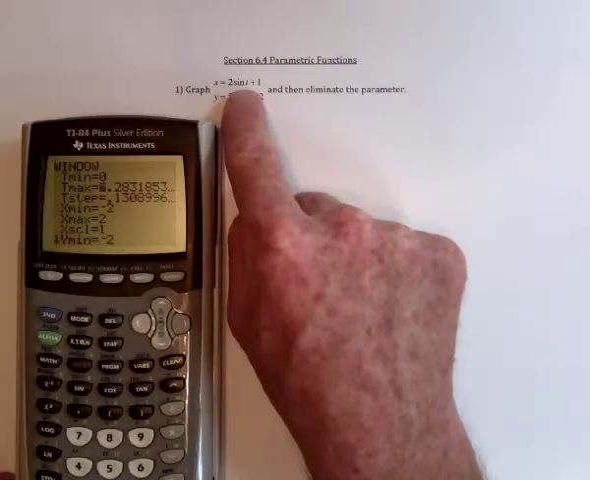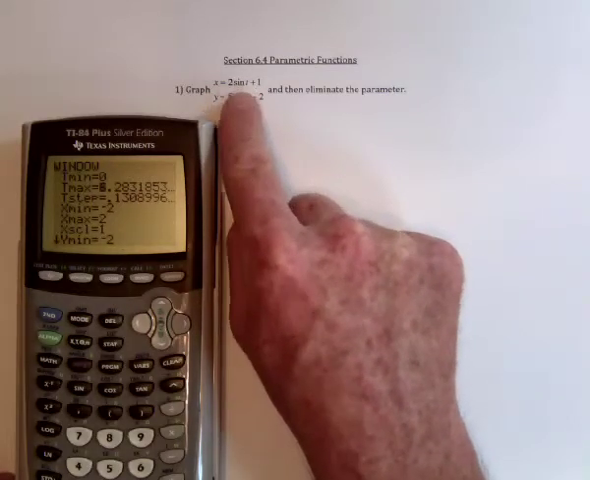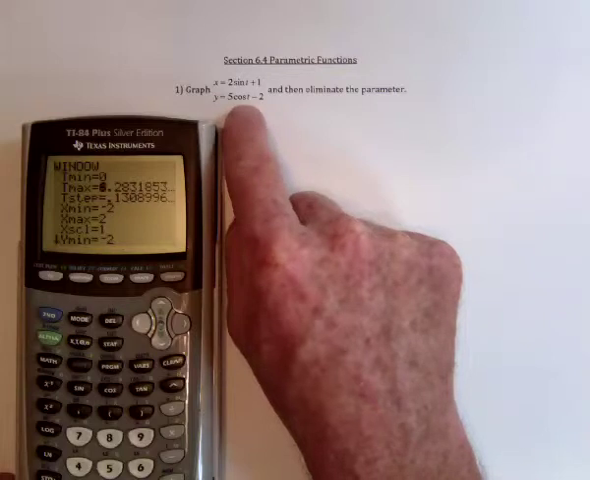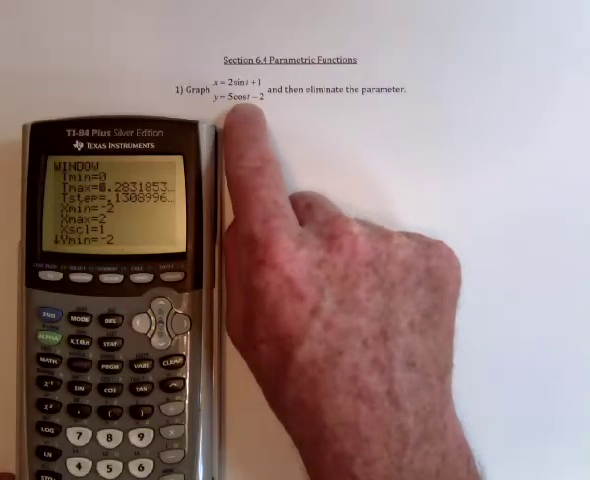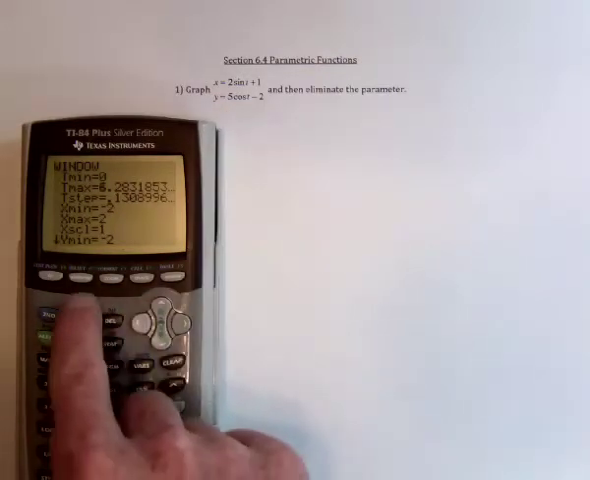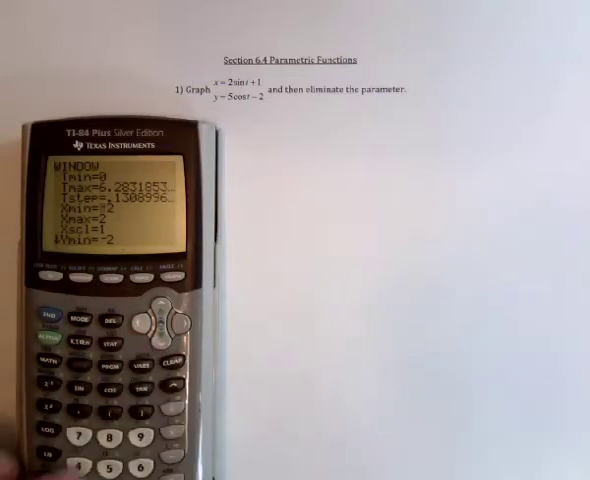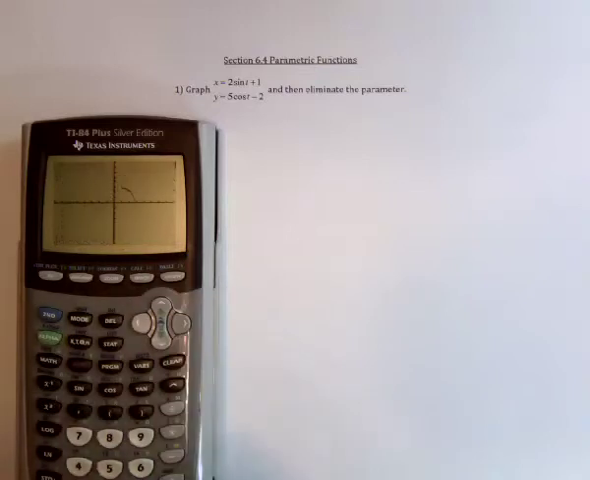So this one, the biggest it would get is 2 plus 1 is 3, and then this one could be a -5 and -2 is -7. So let's change the window to go from -8 to +8, -8 to +8. Hopefully that'll be big enough to see the graph. Alright, so it seems to be an ellipse.